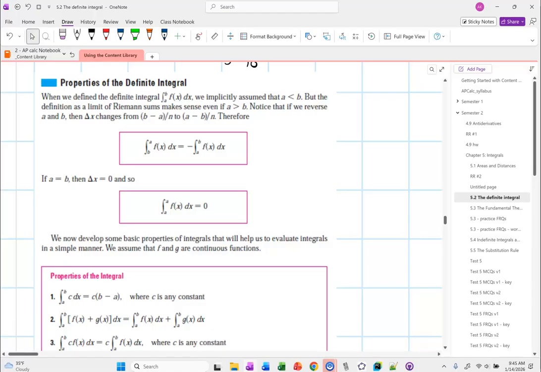Properties of integrals. These guys go on the memorization list. Okay?